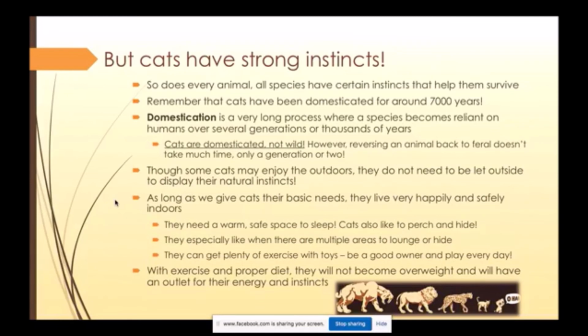And while some cats really might enjoy the outdoors, they don't need to be let outside to display their natural instincts because there's too many dangers.